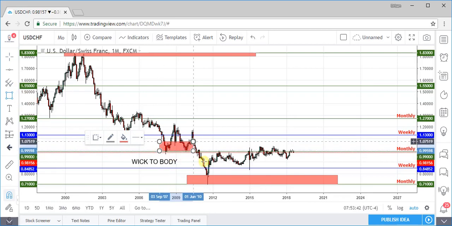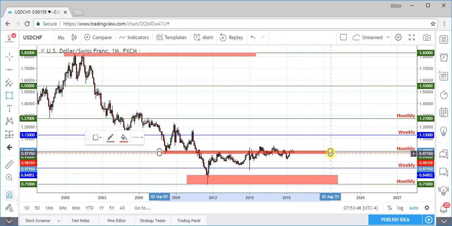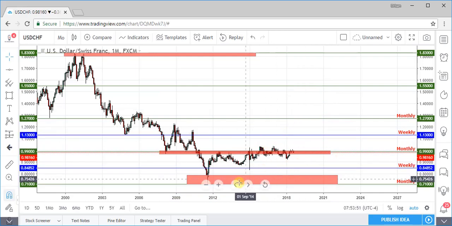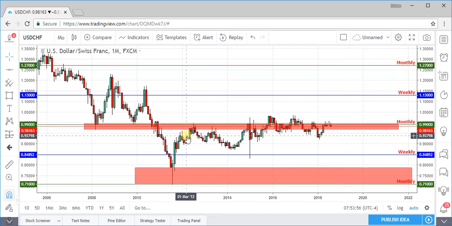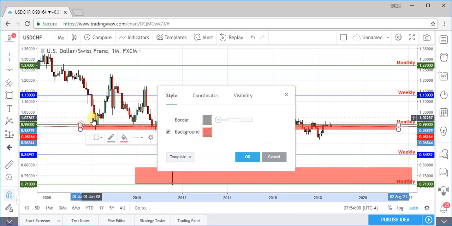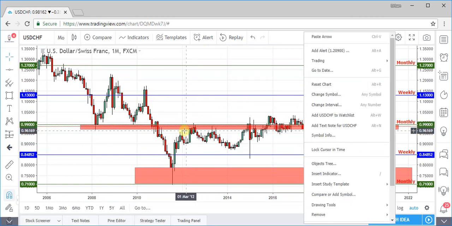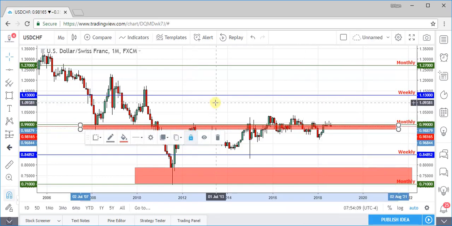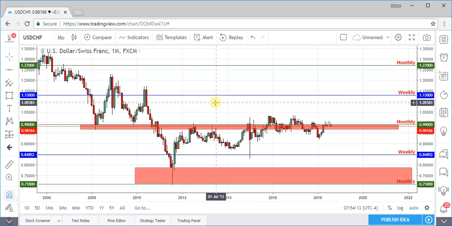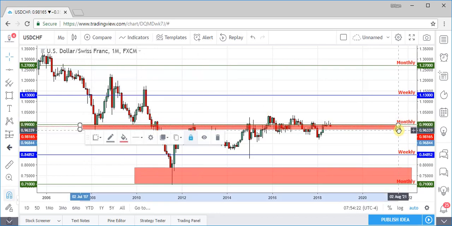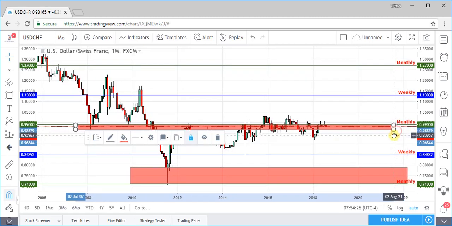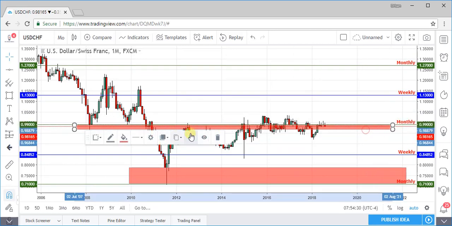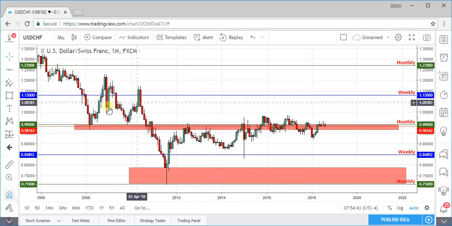So here, let's take this wick to body and let's drag it across. So now we're left with this zone here. Excuse me. All right, I'm going to lock it. Okay, so now looking at the monthly, you see we have a zone that goes straight through the candles. I can actually make this a little more accurate. I locked it. All right, there we go.